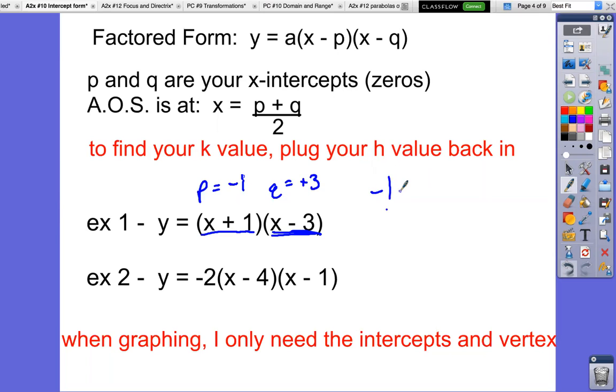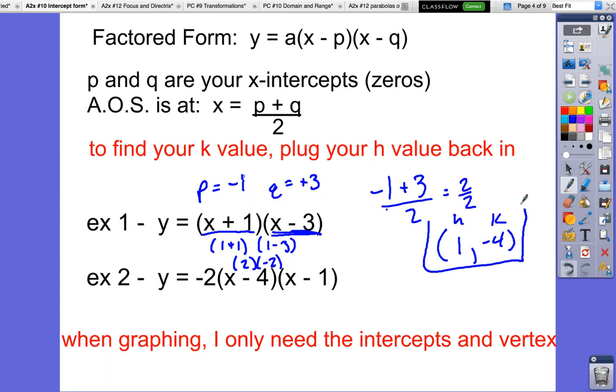So add them up. Negative 1 plus 3 divided by 2. So what's your H value? One. It's just 1. What's your K value? All you have to do is plug it back in. What is 1 plus 1? 2. And 1 minus 3 is negative 2. 2 times negative 2 is negative 4, and that's your vertex.